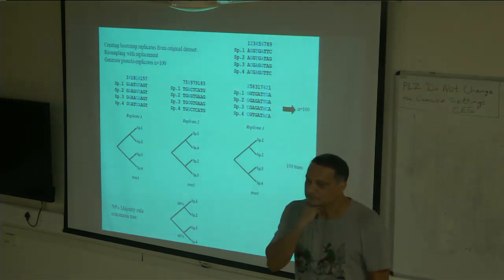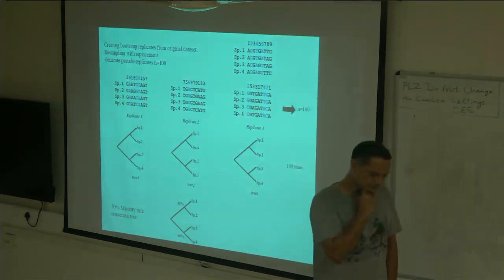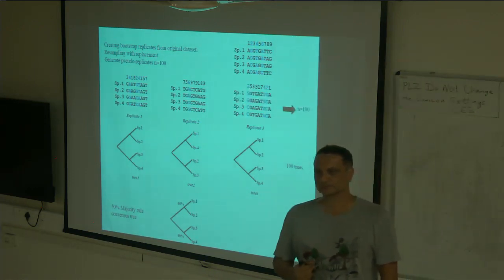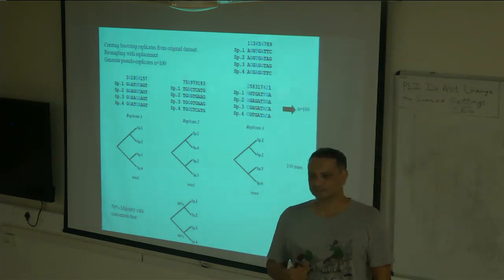Question. So when we give, let's say, 1,000 bootstrap replicates, it will compare 1,000 trees and it will give you the most likely tree last. Is it like it works like that? No.